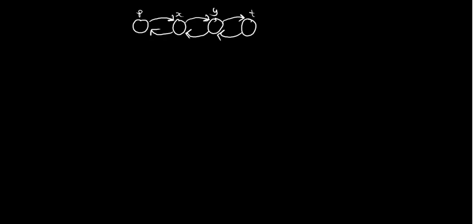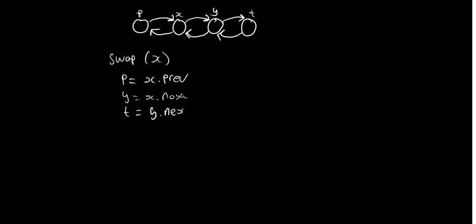Well, to swap these guys, again, if we have our swap, we can basically just take in x. We want to swap the next element after x. So you can just say p is equal to x dot prev, because it's a doubly linked list, so we can get the previous element. Y is equal to x dot next, and then let's just say t is equal to y dot next. Okay, now what do we do here?